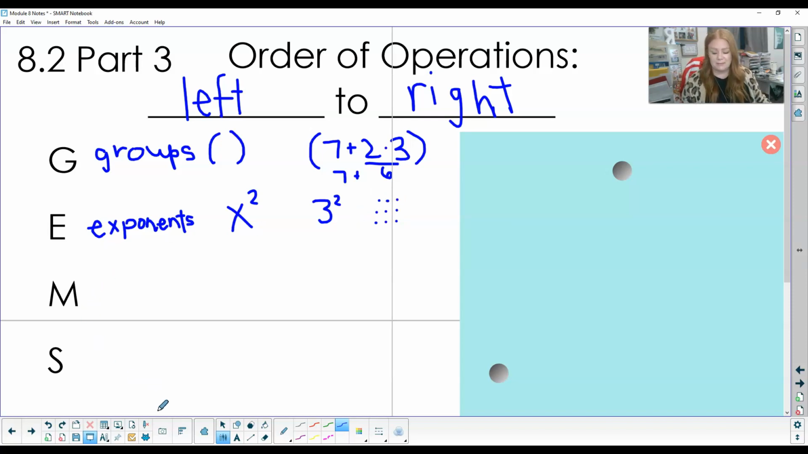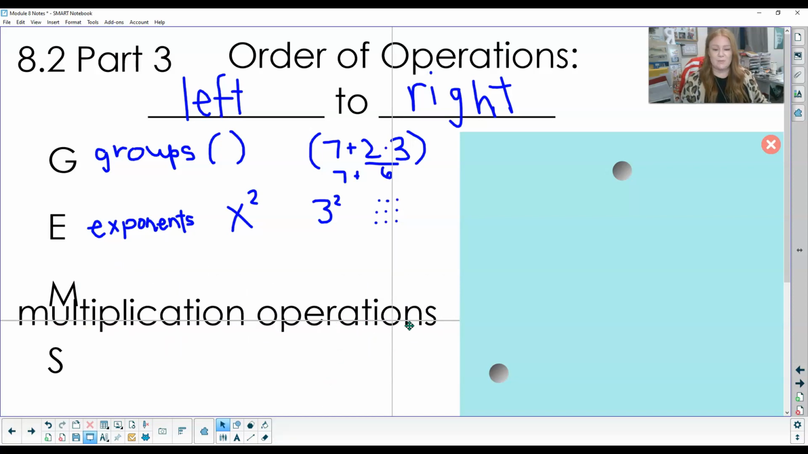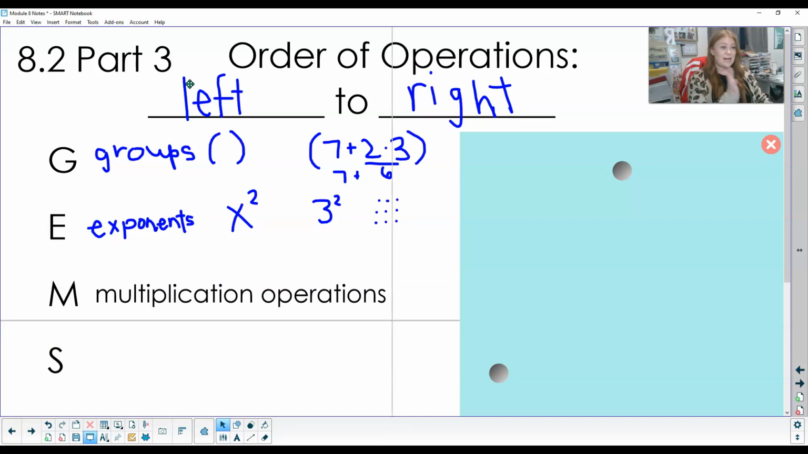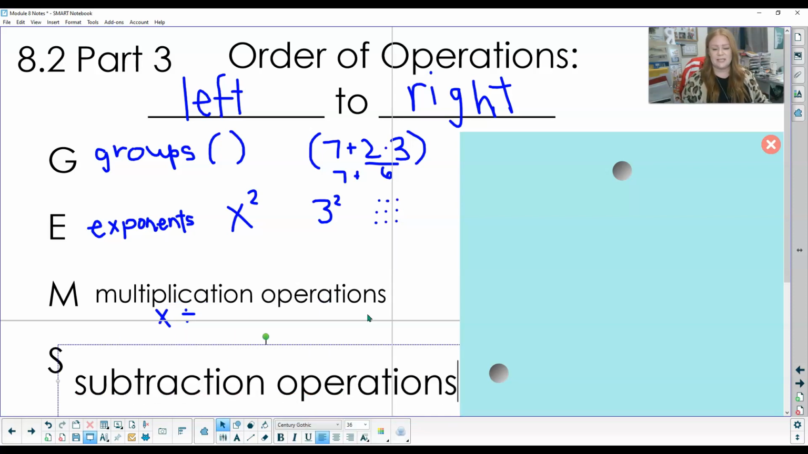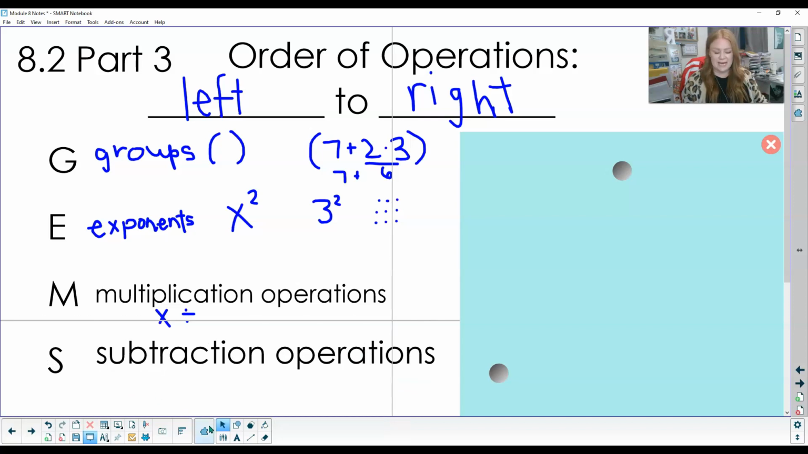So M, I'm going to actually type this one, getting smarter. M is for our multiplication operations. So anytime we have multiply or its opposite, which is to divide, remember it goes left to right. Multiply is not more important than division. They are equal. So multiply or divide, whichever one comes first, left to right. And then for S, we have our subtraction operations, which the opposite of subtract is to add. So here we either subtract or add, whichever one comes first.